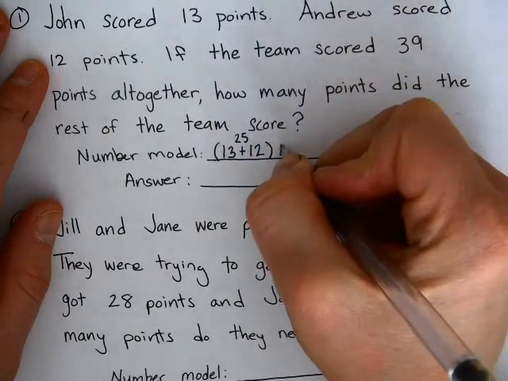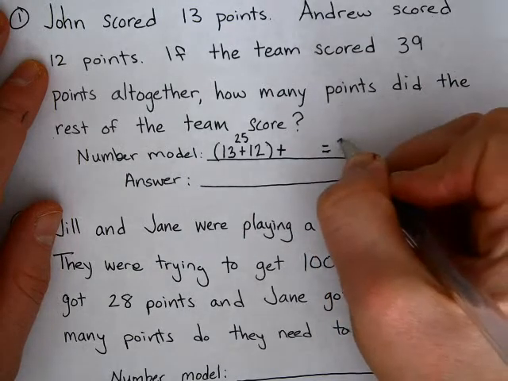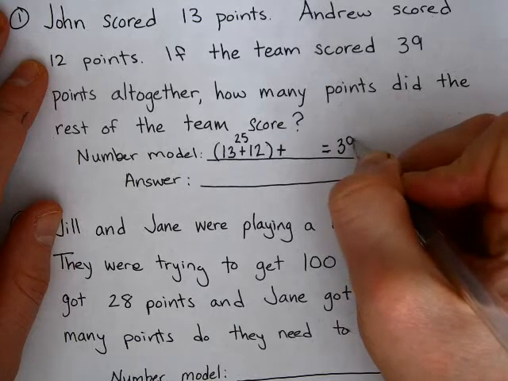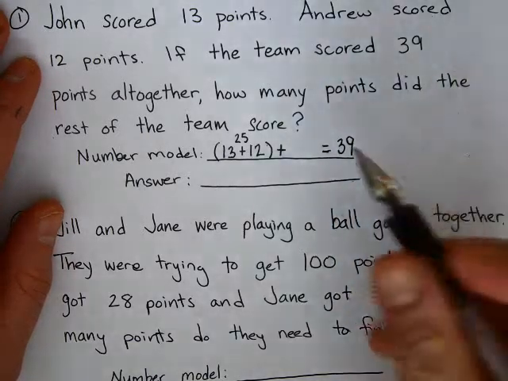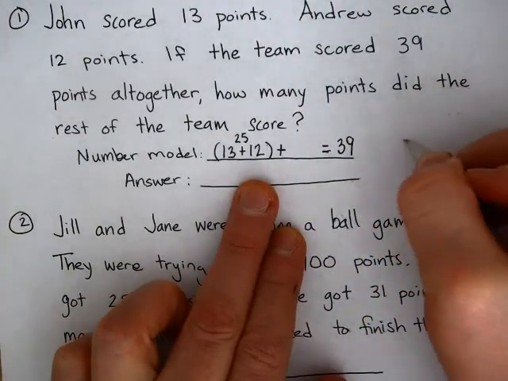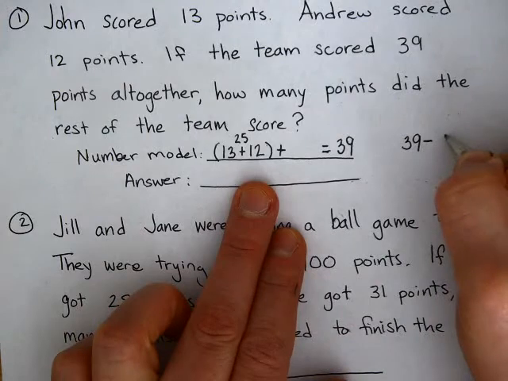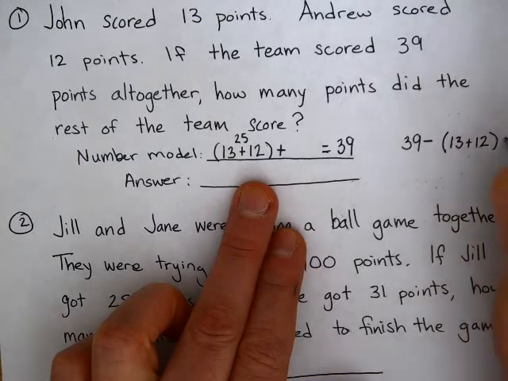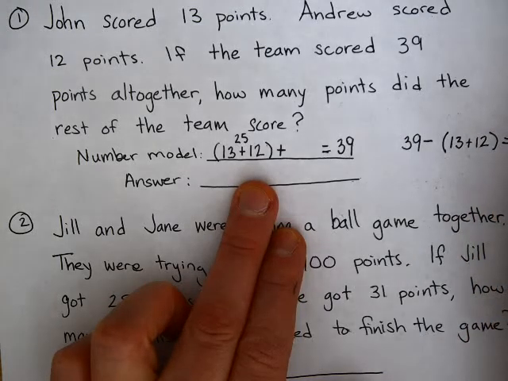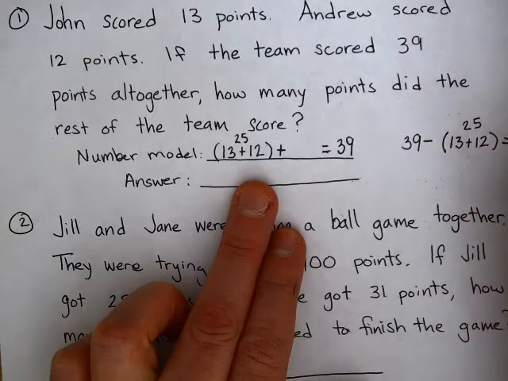Alright, then I know it's going to be plus something. I don't know what yet, but plus something will equal 39. So the way I'm going to figure this out, actually, is I'm going to set it up like this. I'm going to say 39 minus (13 plus 12) equals, and that's going to be my answer to how many points the rest of the team scored. So 39 minus, I know that's 25. 39 minus 25 equals 14.